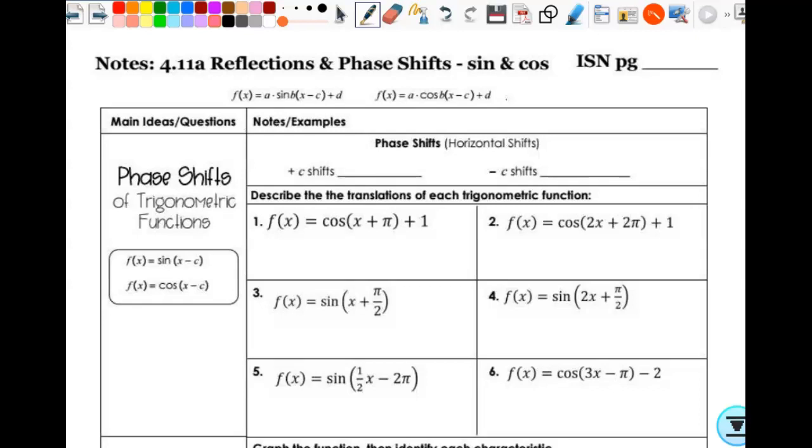Okay, so we're going to continue to graph. What we're adding to what we already know how to do are the phase shifts. That's your horizontal shift left and right.